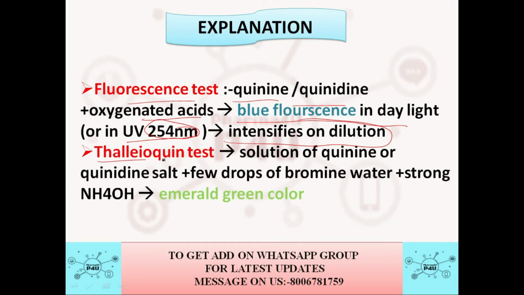Next one is the Thalleioquin test. The Thalleioquin test is for quinine, that is, students, it is for cinchona. Cinchona has the chemical constituents quinine or quinidine, and in this test we take bromine water plus strong NH4OH. Sometimes students, the question may ask which drug the Thalleioquin test is used for, and the correct answer is cinchona. And what color is produced? The color is emerald green. So note down that in the Thalleioquin test, emerald green color is produced.